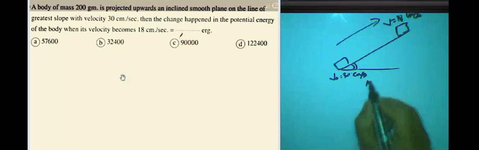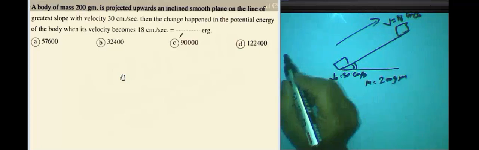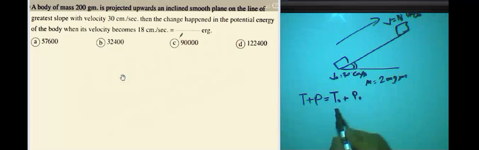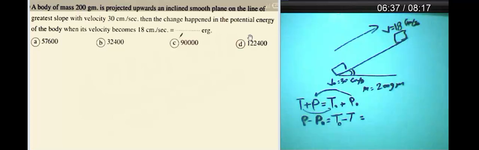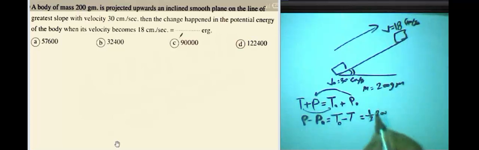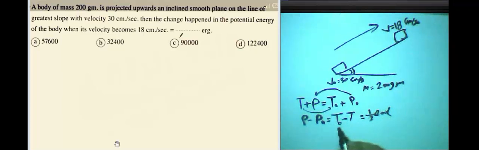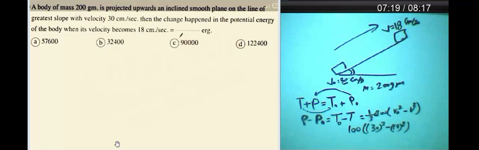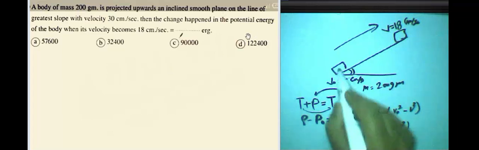We know that T plus P at any point will be constant. T plus P at the top equals T naught plus P naught at the beginning. We can find P minus P naught equals T naught minus T equals half multiplied by m multiplied by v naught power 2 minus v1 power 2. You can use a calculator to find the result. The result will be what? 57,600 erg. Choose letter E for this example.